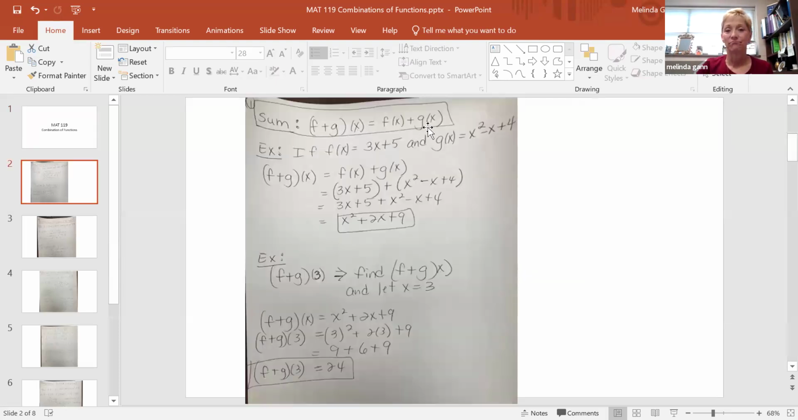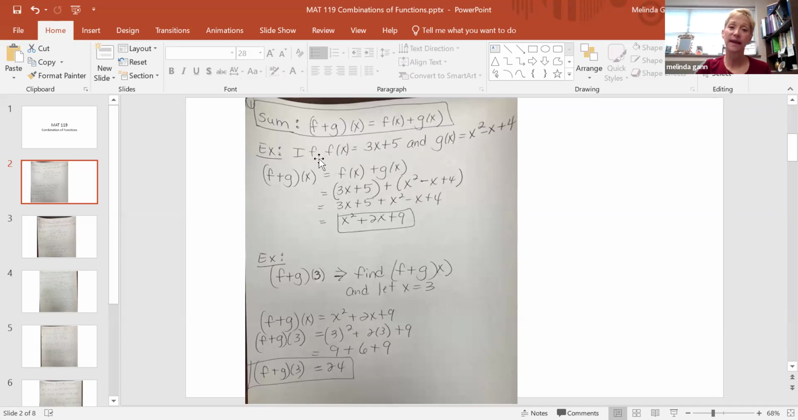A sum. The way the problems are going to look, it's going to say something like f plus g in a parenthesis at x. That's read f plus g at x. So how do you find f plus g at x? Well, you do f of x first, and you add it to g of x.